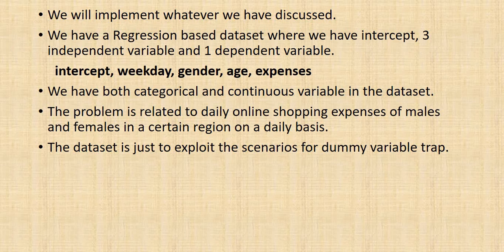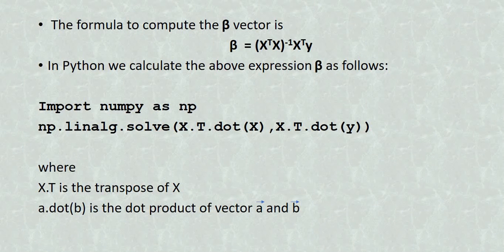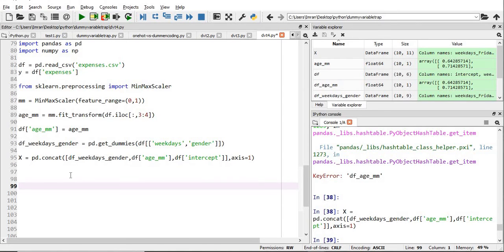The problem which we are doing is related to daily online shopping expenses of males and females in a certain region on a daily basis, and the data set that we are using is just to exploit the scenarios for the dummy variable trap. So now we'll come here, and as we have seen, we need to calculate a vector beta. Okay, so beta will be calculated. Beta is equal to np.linalg, dot, and x transpose y also.